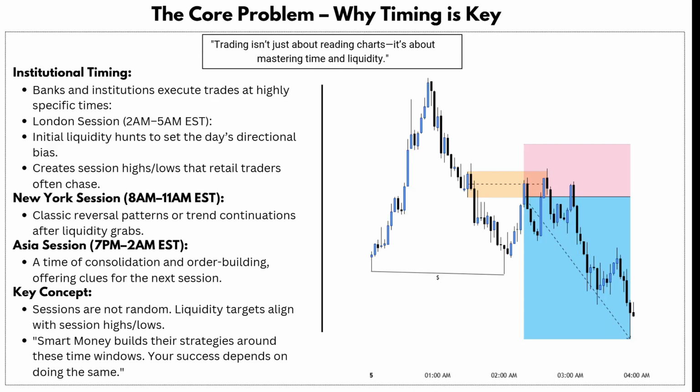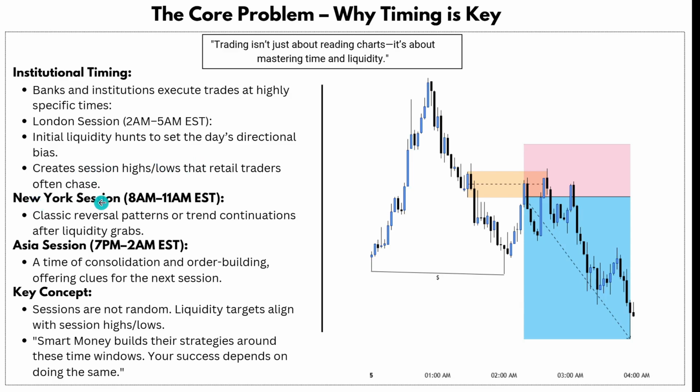First, let's get into the core of the problem: why timing is key. Trading isn't about just reading charts, it's about mastering time and liquidity. Institutional timing: the banks and the institutions execute trades at highly specific times. The London session is between 2 a.m. to 5 a.m. EST. That's the initial liquidity hunt to set the day's directional bias. Then it creates the session highs and lows that retail traders often chase.